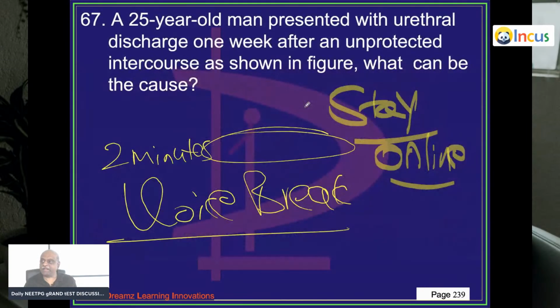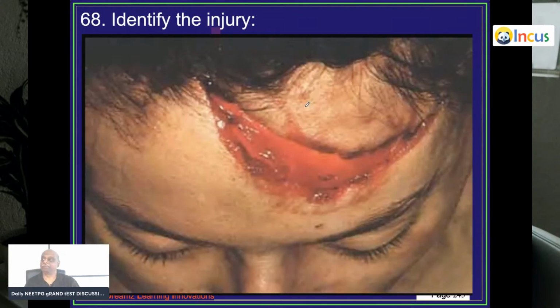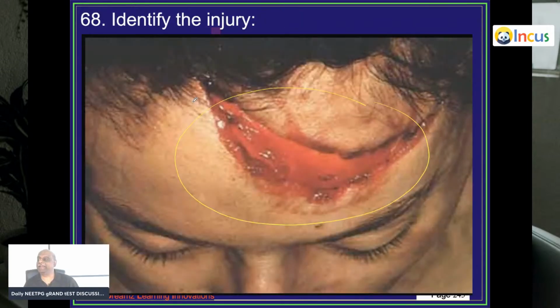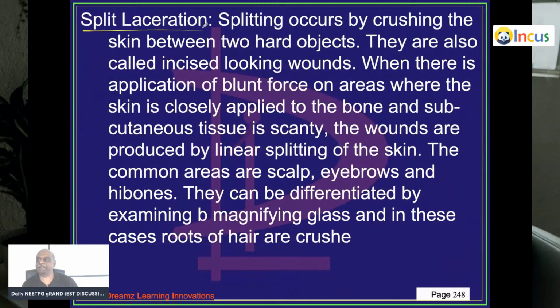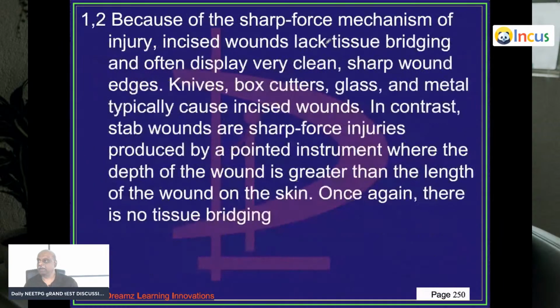So, what is this condition? Gonococcus, gonorrhea. Now, what is this incision, Doctor? Laceration. Incised looking laceration. It is also called split laceration. Splitting occurs by crushing the skin between two hard objects. They are called incised looking lacerations. Okay?